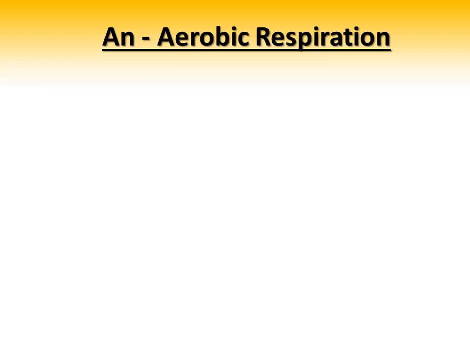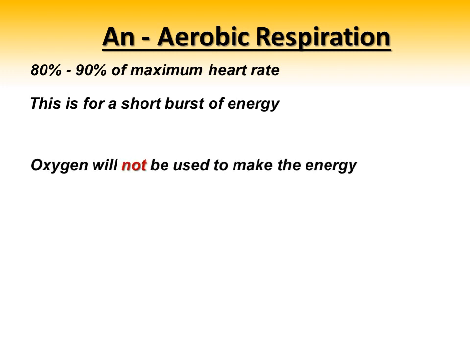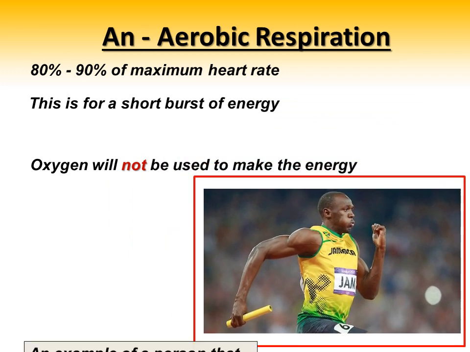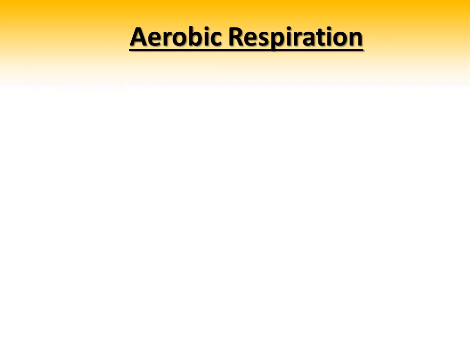Okay, so we have anaerobic respiration, that's between 80 and 90% of your maximum heart rate. It's for a short burst of energy. Oxygen will not be used to make the energy during this process. As you can see, we've got an example there of Usain Bolt. He's a sprinter who would be using anaerobic respiration, because it's a maximal effort in short bursts, and he's not going to have enough time to get oxygen from the air into his lungs.